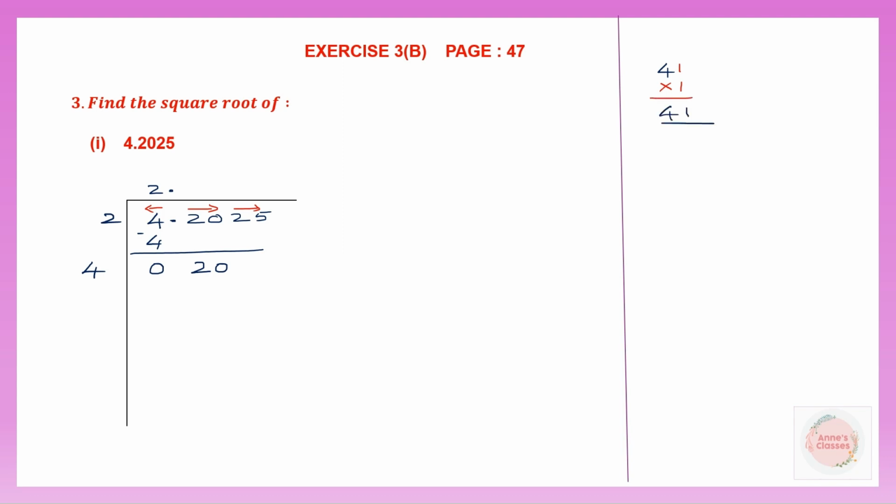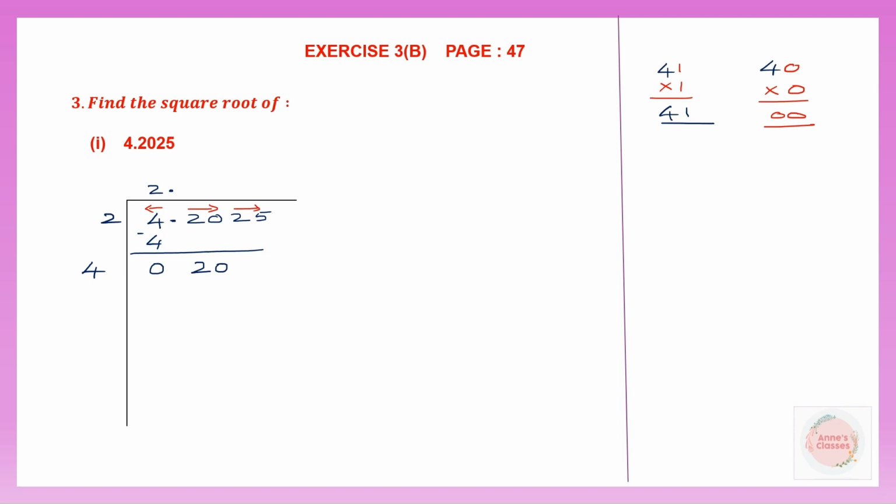As you can see, 41 is greater than 20. So what can we put next to 4? We have to put a number that's smaller than 1. If we put a number greater than 1, we'll get a bigger number. So the number that's smaller than 1 is only 0. So let's put 0 and see. So that is 0 here and 0. So 40 into 0 will give us 0, isn't it?